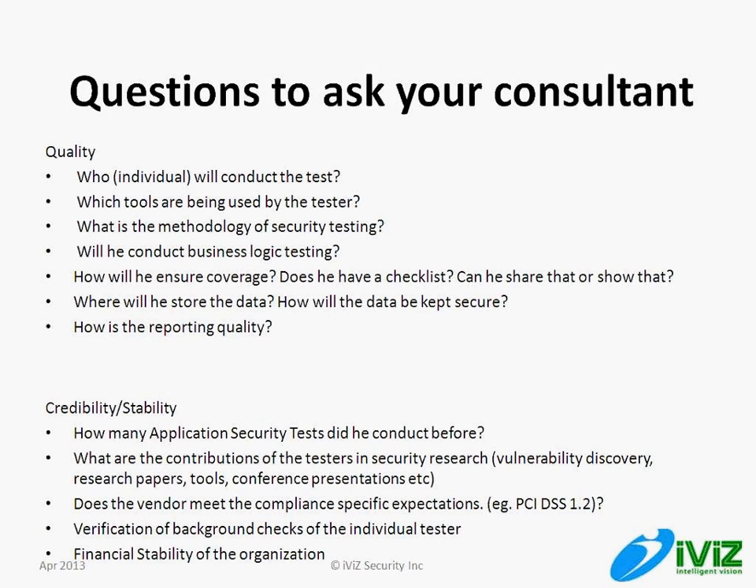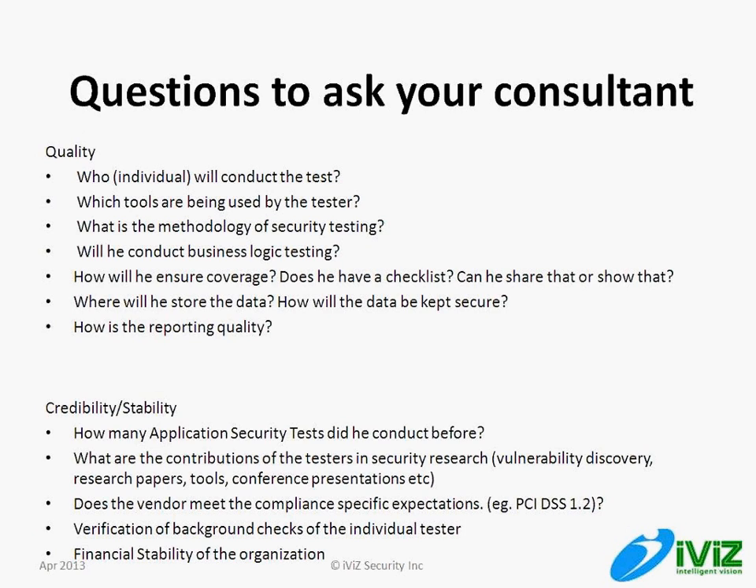So you need to ask what's the methodology of the consultant and figure out whether they are removing false positives in the right manner, whether they are covering and reducing false negatives as much as possible. And the next question is, are they going to conduct the business logic testing, which I covered just a while back? How are they going to ensure coverage? Do they have a checklist? Can they share that with you? Or is it going to be dependent on that individual?